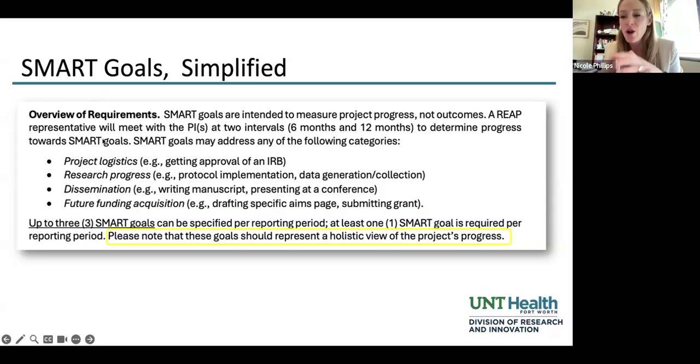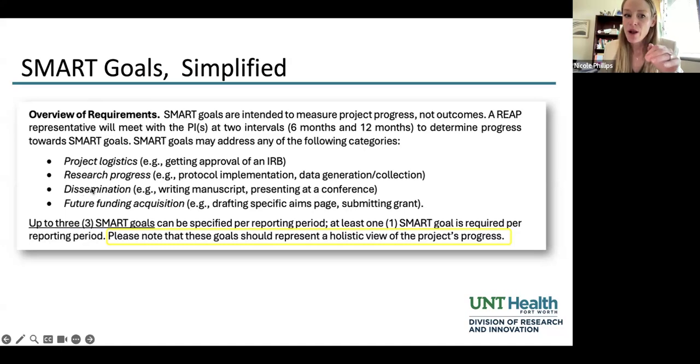So we are asking our applicants to think about their SMART goals in 4 categories. So a goal could be related to logistics: getting your IRB approved, getting your animals on site, things like that, so more like just getting things set up. So that would be a project logistics kind of goal as you'd write. Second would be research progress, something directly related to getting the work done. I'm going to generate this data. We're going to implement this protocol. We're going to troubleshoot this piece, things like that. Those are about the research progress itself.